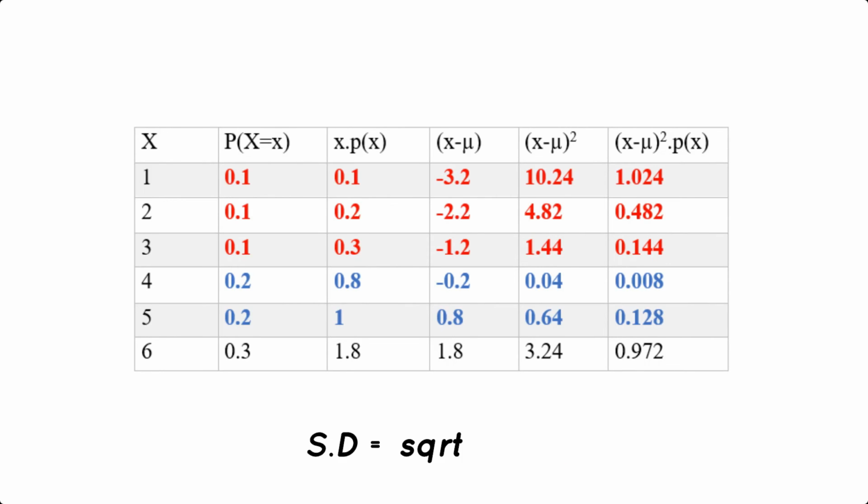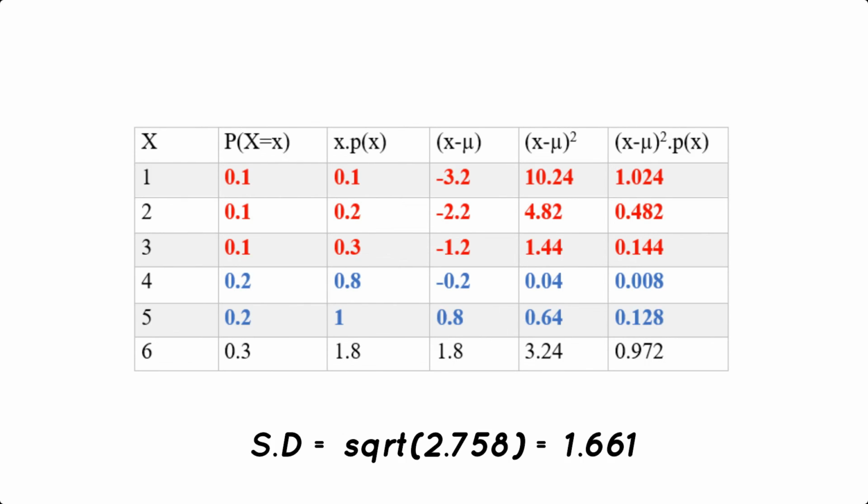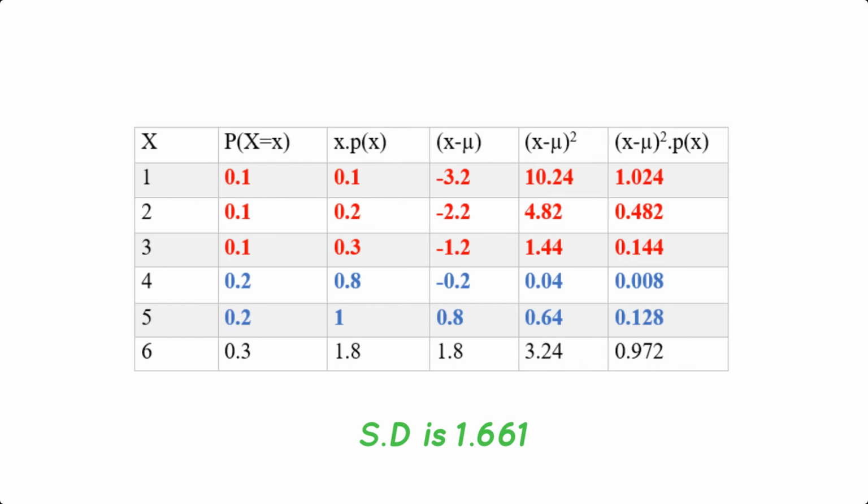So the standard deviation is equal to the square root of the variance. So our variance once again is 2.758, and when we take the square root of 2.758, we have our answer to 3 decimal places as 1.661. So the value of the standard deviation is equal to 1.661.